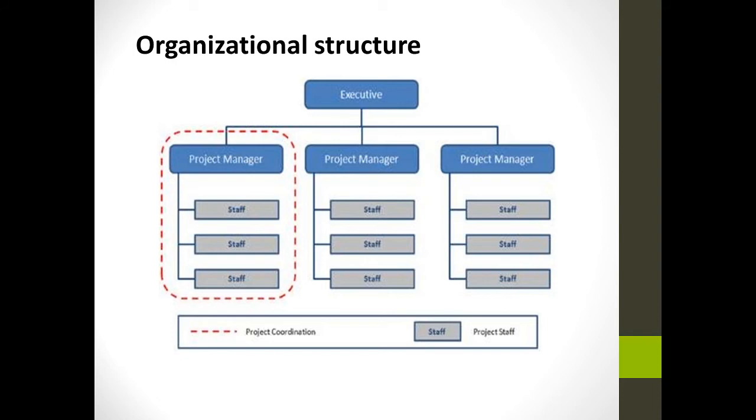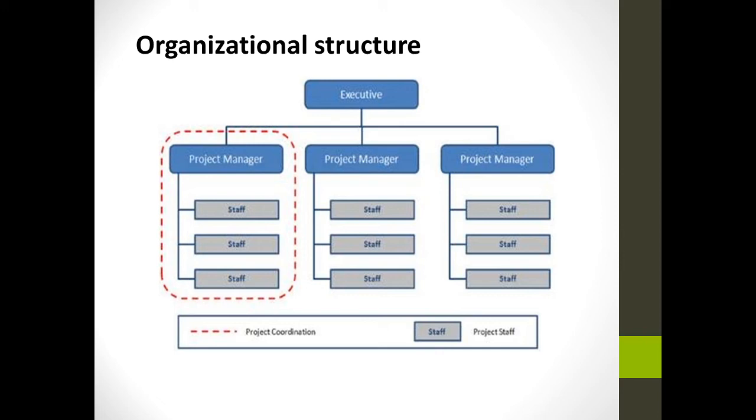For project management, an important term is the organizational structure. In the organizational structure of project management, you have to follow a hierarchy. In this simple organizational structure, the executive is at the top of the organization and the staff is at the bottom of the organization. But staff is a very important part of this organizational structure.